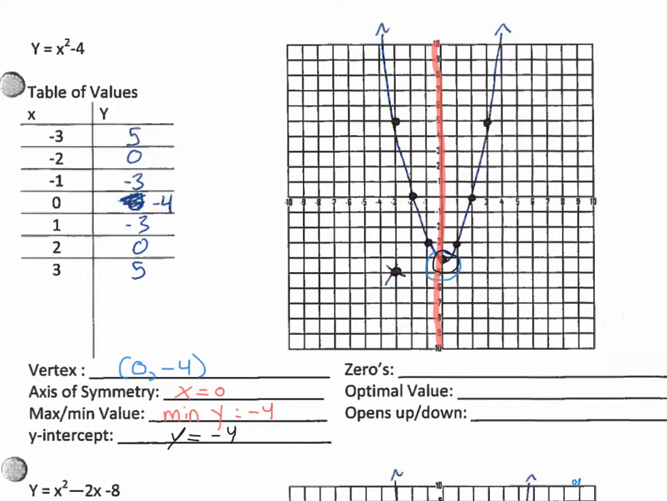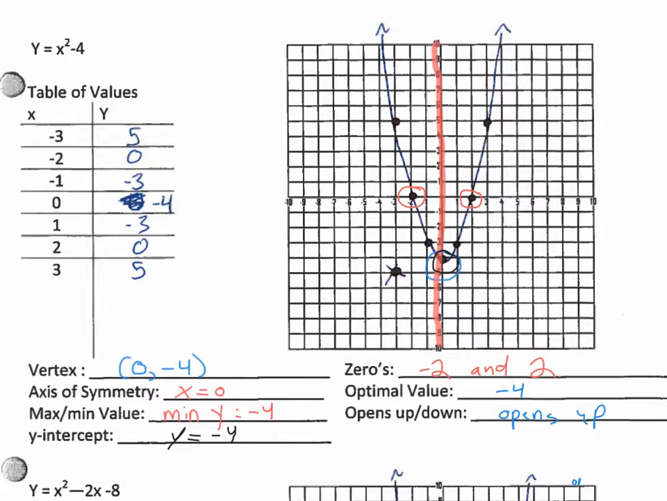The zeros are where the curve crosses the x-axis, and we have two. We have one here and one here. So the zeros for this curve are negative 2 and 2. The optimum value, the y coordinate of the vertex, is negative 4, and this parabola is opening up.